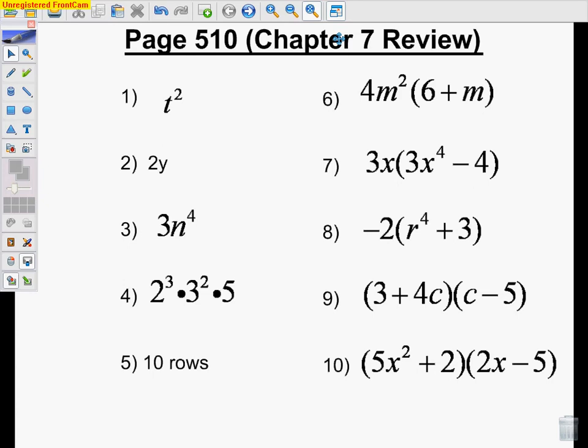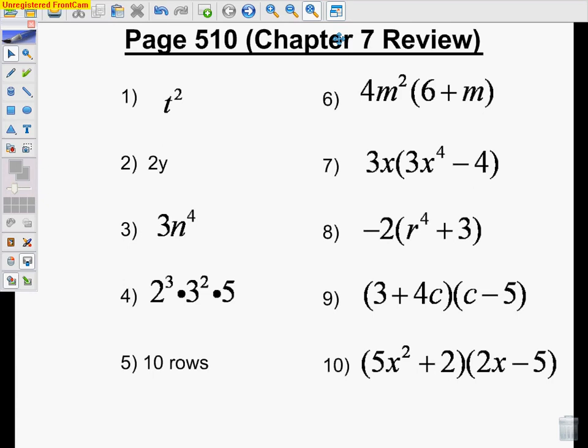What I'm going to do here is put up the answer key to the review that we did in class. It came from page 510 in the book. I would suggest you go ahead and go through some of the problems, give them a good try, and then you could pause the video in certain segments so that you can see what the answers were.